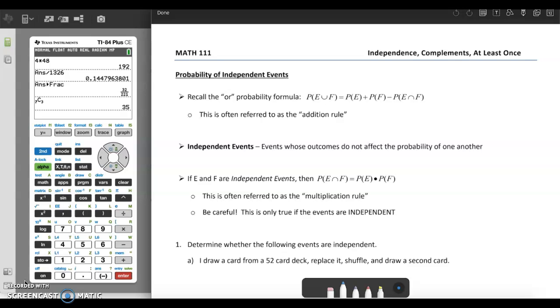But you have to be very careful. This is only true if the events are in fact independent. A trap or a mistake that a lot of students and a lot of people in general make is that they apply this rule everywhere. But you have to be very careful. You have to make sure first you have independent events, and that is the only time when this applies.